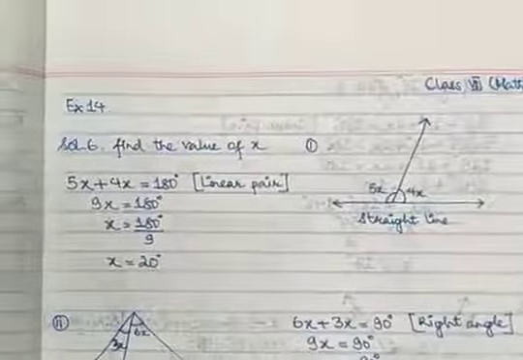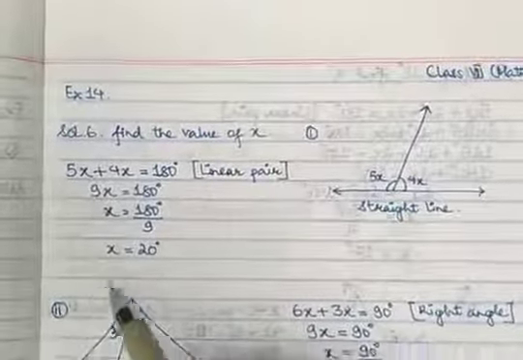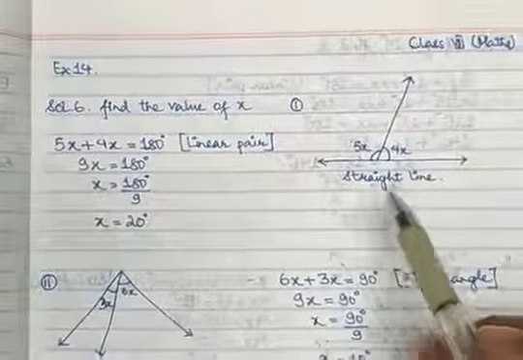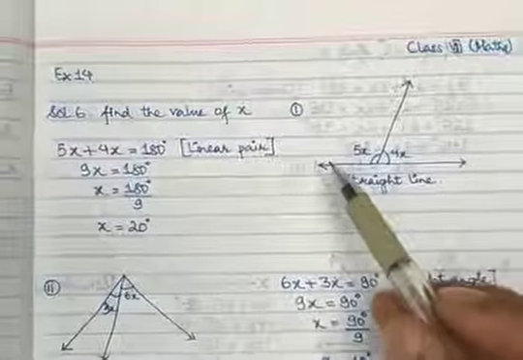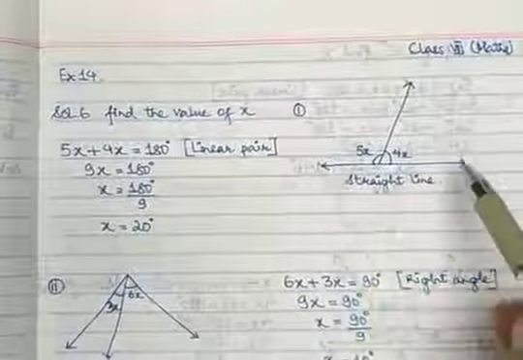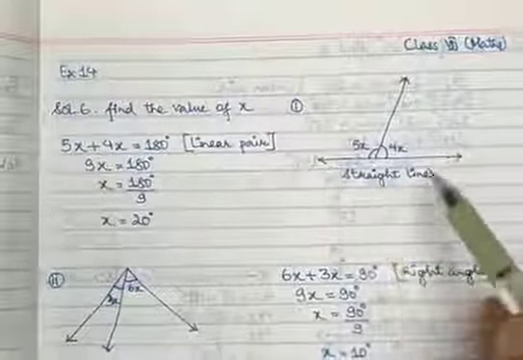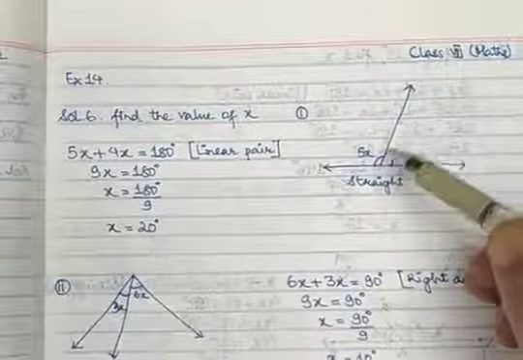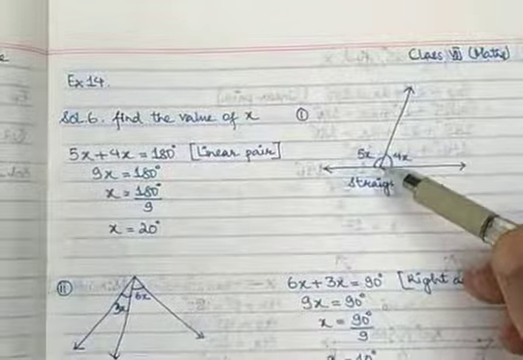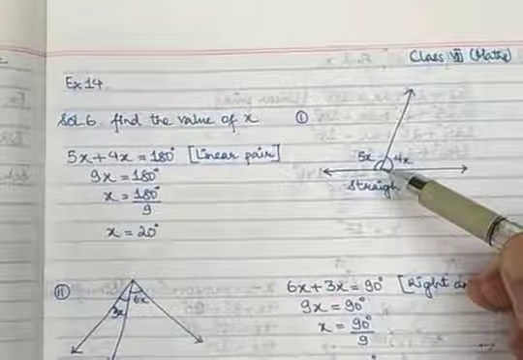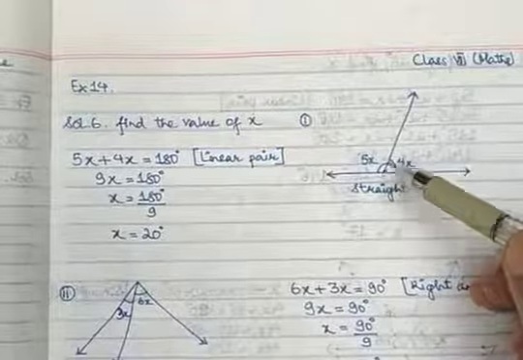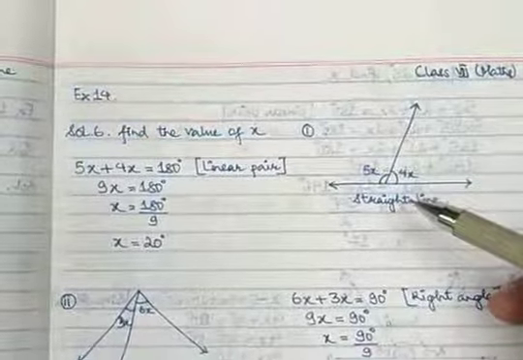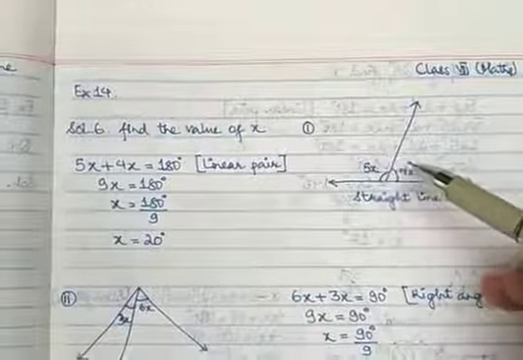For exercise 14, question number 6, the figure is given, and it's already mentioned as a straight line. We already know that this is a straight line, isn't it? We got a line with two arrows, and the straight line has been intersected. A ray has been formed from one of the points on the line. That means we got two angles on a straight line, and the straight line is divided into two angles.